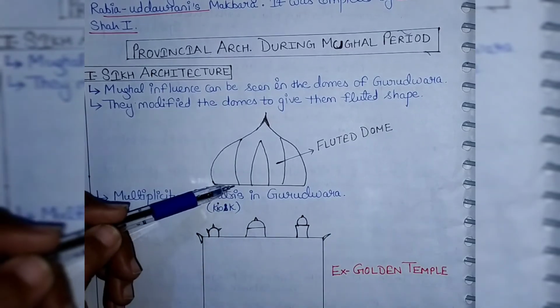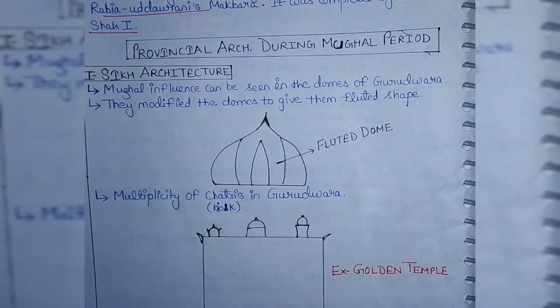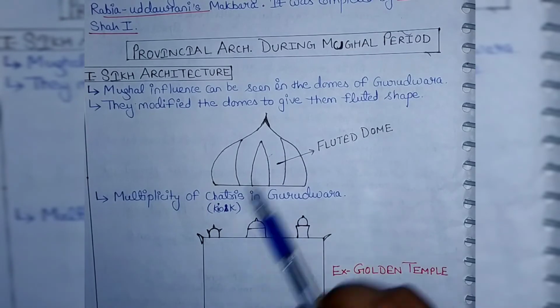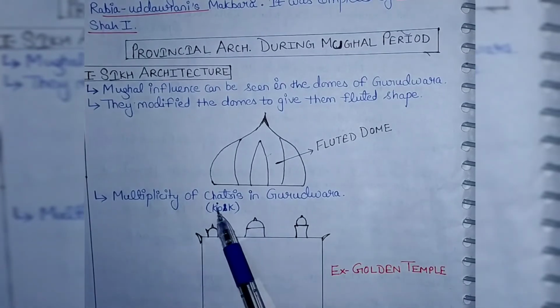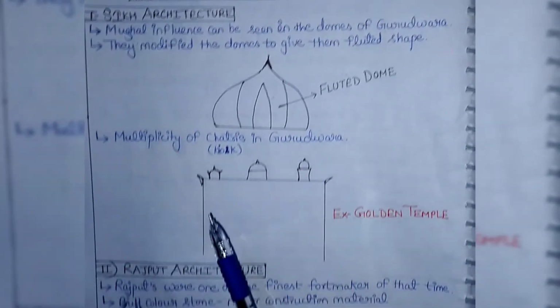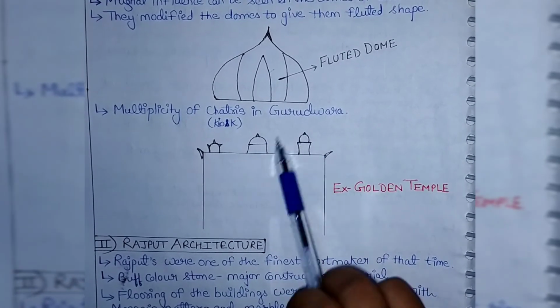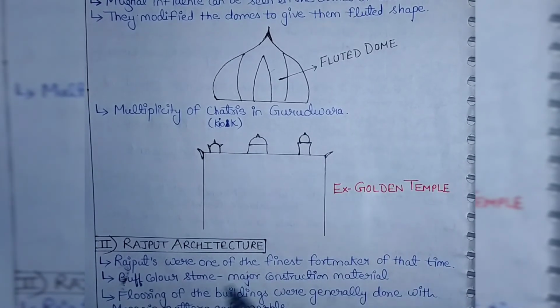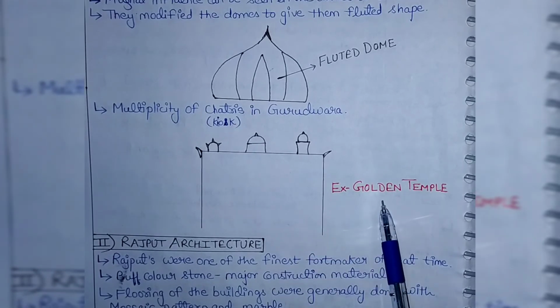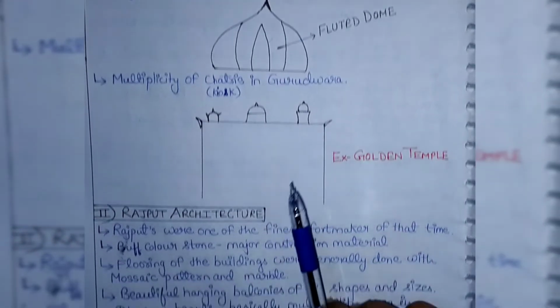Like here you can see these are known as the fluted shapes. The domes are made. Multiplicity of chhatris in Gurdwaras. So these are the chhatris which are made above the Gurdwaras. Many examples you can see. One of the examples is the Golden Temple.